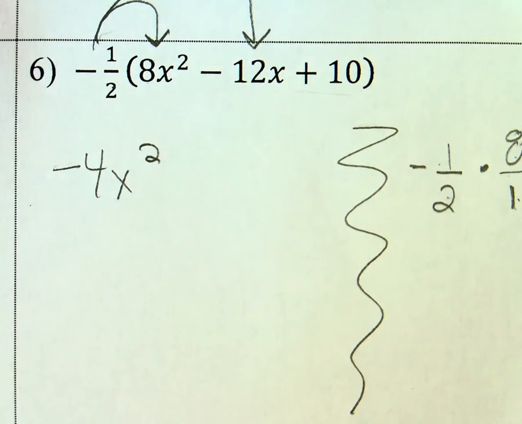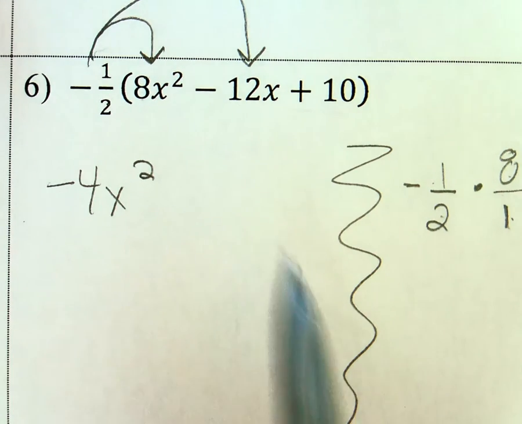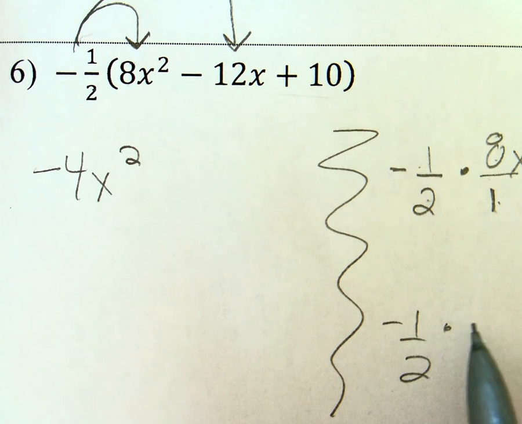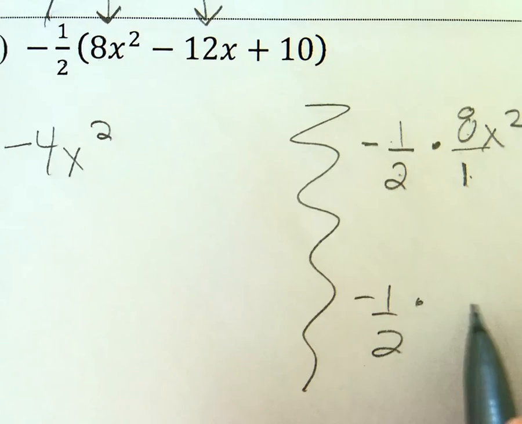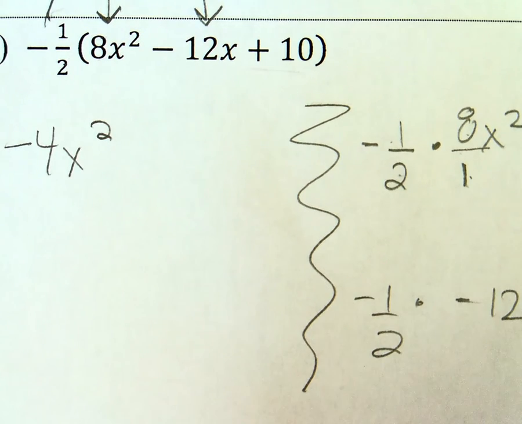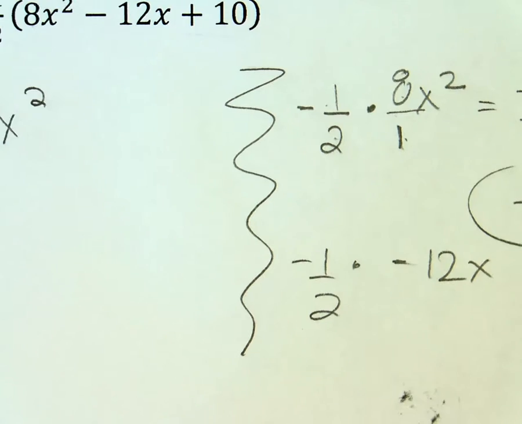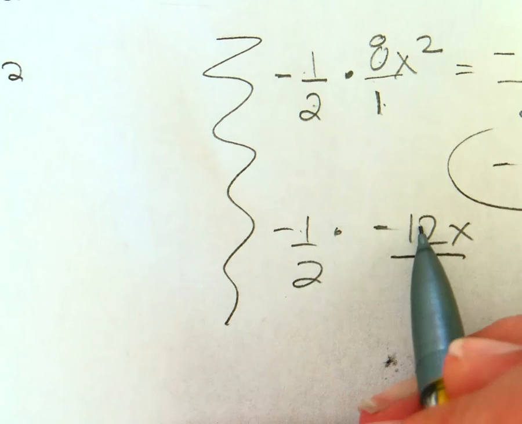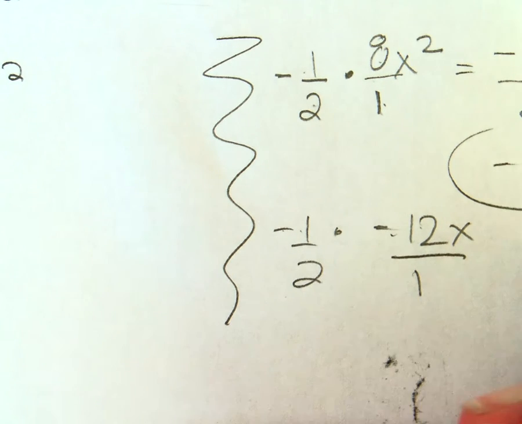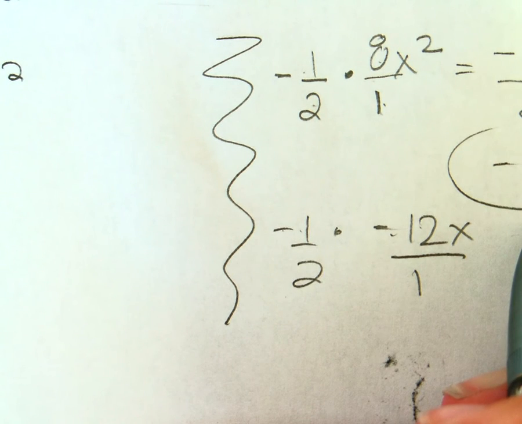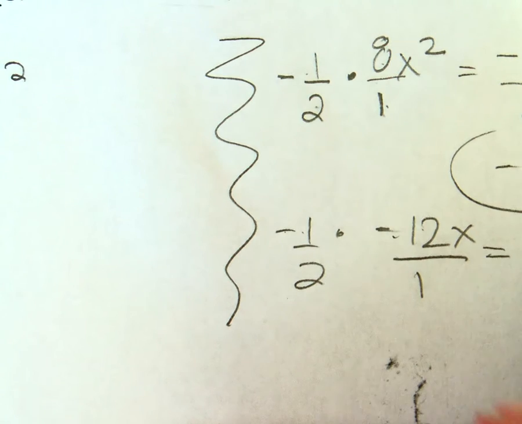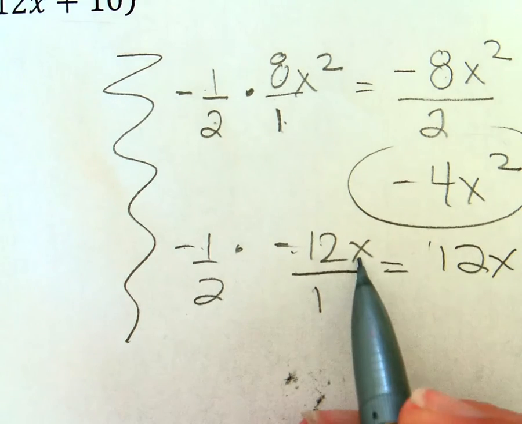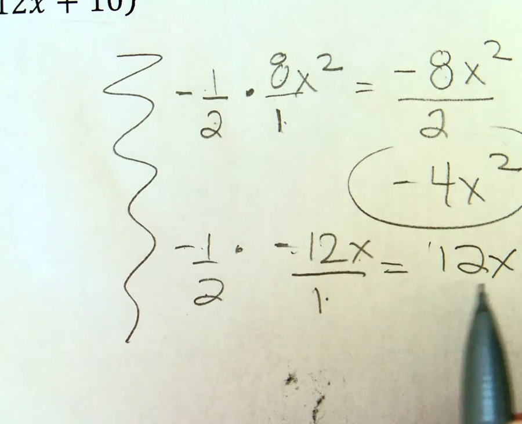So again, I'm going to take this off to the side. I'm going to write negative 1/2 multiplied by negative 12x. Once again, to make 12x into a fraction, I simply put it over 1, and then I multiply my numerators. A negative times a negative is a positive. 1 times 12 is 12. X has nothing to multiply by. 2 times 1 is 2.